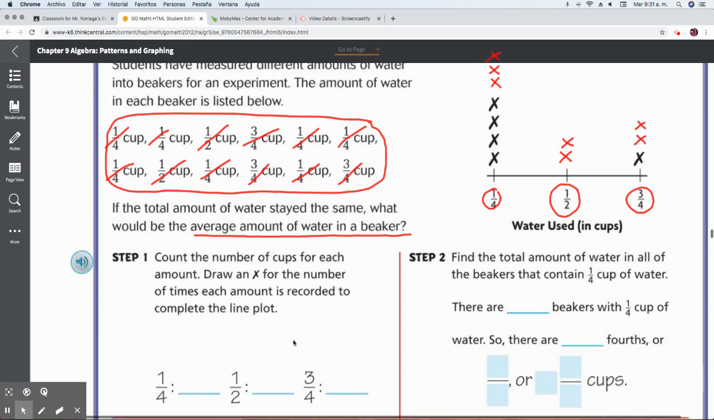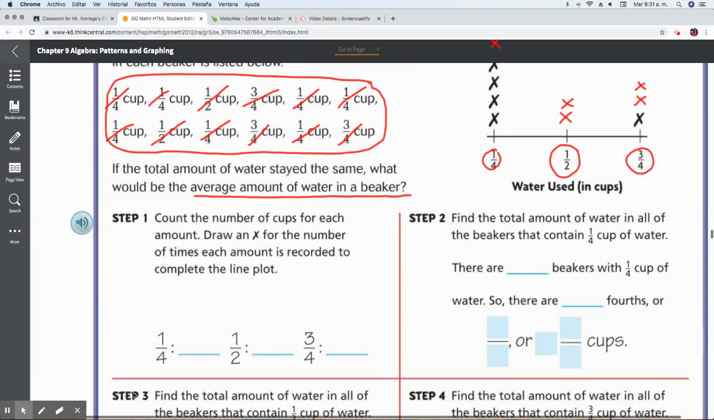Step number 2, find the total. Oops, sorry, we forgot something about step number 1. So 1/4, how many x's were on top of 1/4? 7. How many x's are on top of 1/2? 2. How many x's are on top of 3/4? 3. Okay, so this information is also part of step number 1. Moving on to step number 2.